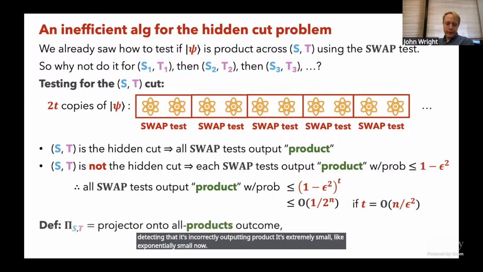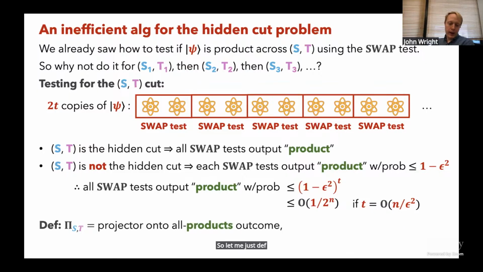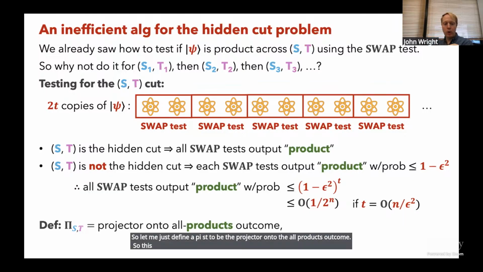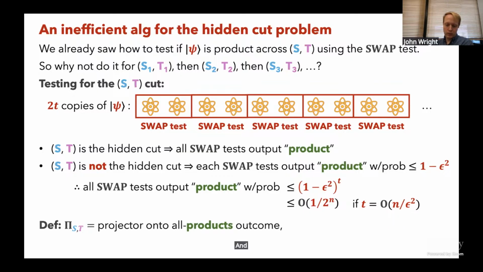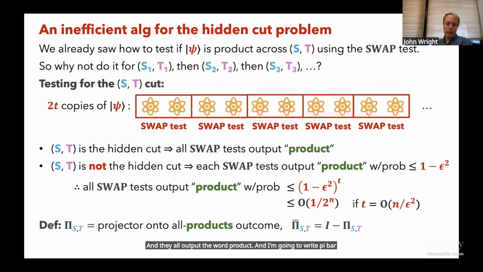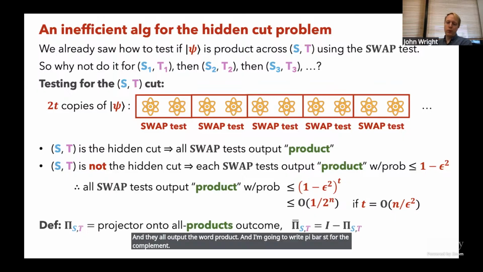So let me just define pi ST to be the projector onto the all products outcome. So this is the projector that you get when you run all the swap tests and they all output the word product. And I'm going to write pi bar ST for the complement, which is when at least one of them outputs entangled.